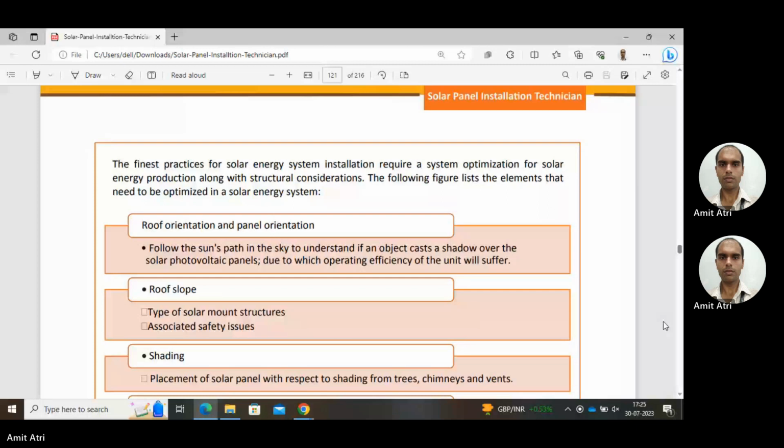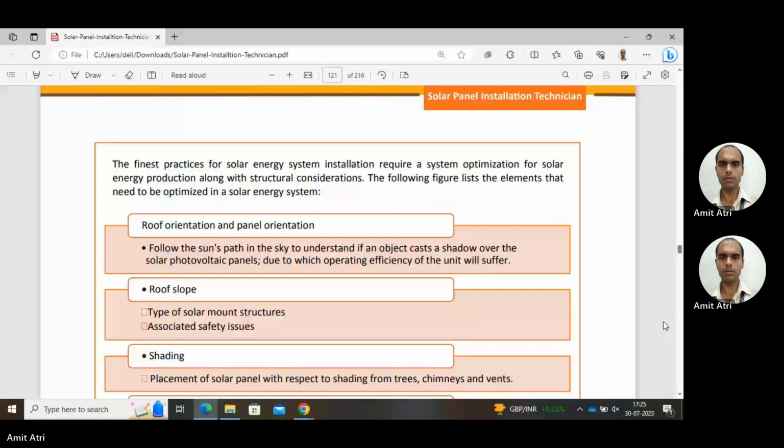Both should be oriented as per the sun; they should follow the sun path in the sky. Then the shadows. If the sun is moving and some object is creating a shadow over the panels, that we should avoid.